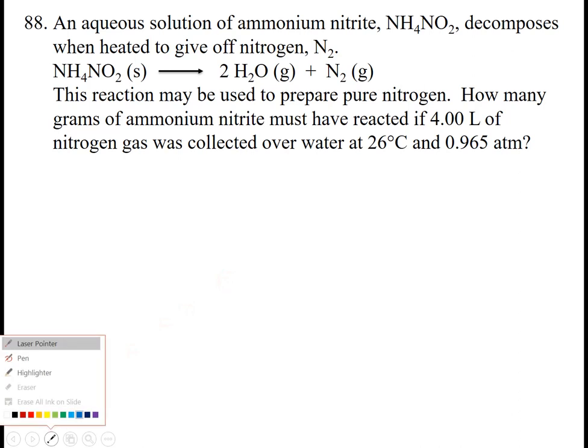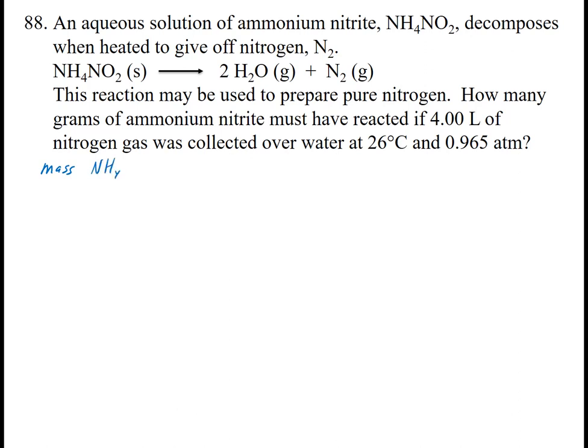We're going to decompose ammonium nitrite and form water and nitrogen gas. This is one of the ways that they prepare nitrogen gas. It wants to know the mass, how many grams, of the NH4NO2, if I have a volume of 4.0 liters and a temperature of 26 degrees C and a pressure of 0.965 atmospheres.